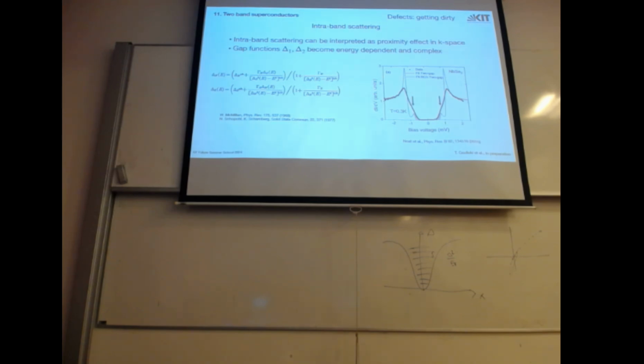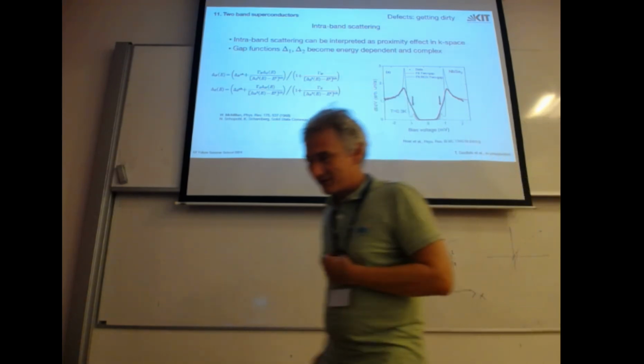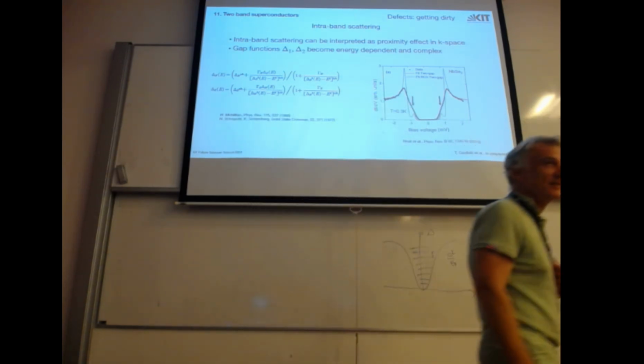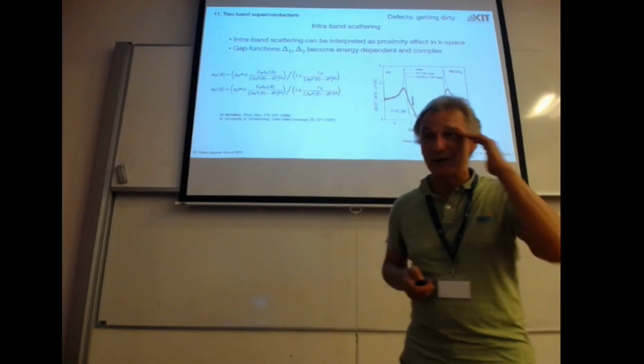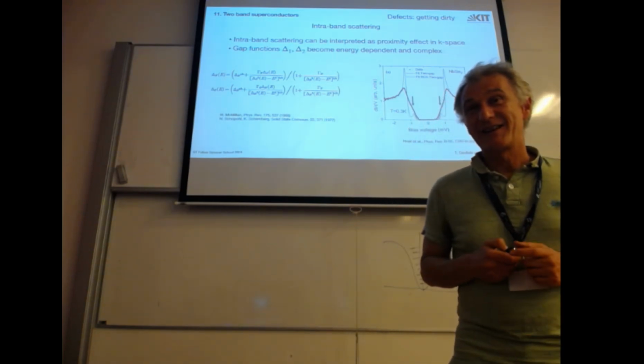The full theory is by two Chinese guys. I forgot to put this reference, but that is to have intraband and interband coupling for a two-band superconductor. And these are very complicated equations. Just a side note, delta becomes energy dependent and complex. So the order parameter becomes energy dependent and complex, and you have to separate this and solve it.